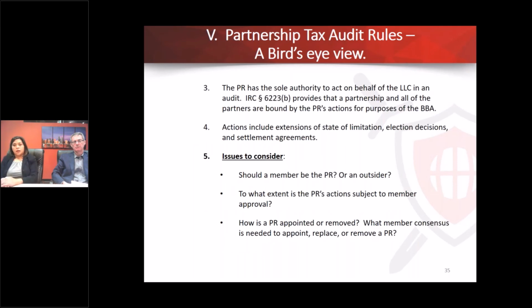Again, the PR has really a lot of power to settle, and they also are the sole source of information coming from the IRS. So you probably want to have provisions in the operating agreement that would contractually bind the PR to provide information, to keep the members informed, to confer with them, and again, you could build in protections by requiring majority consent or unanimity with respect to major tax audit issues.